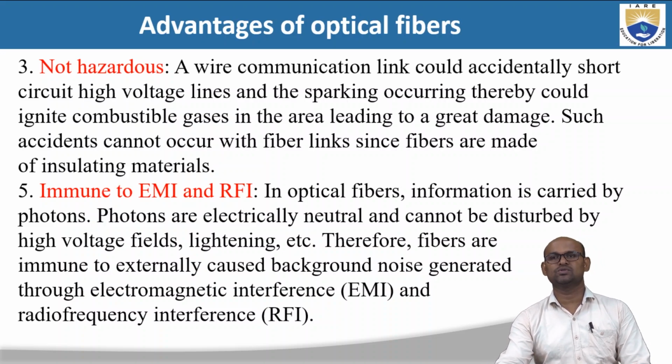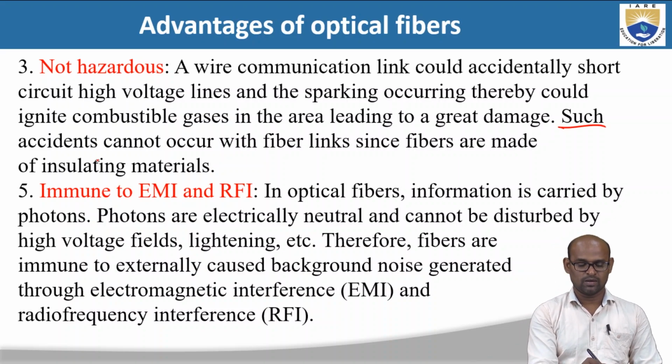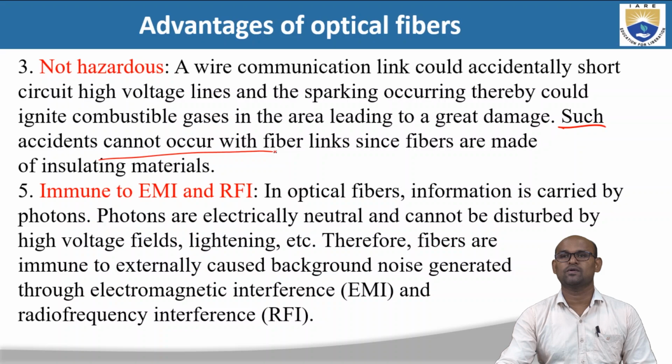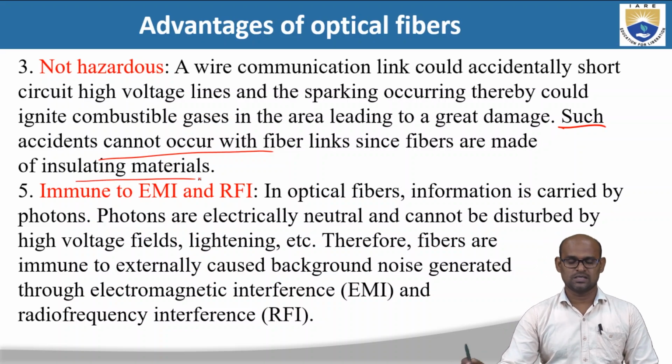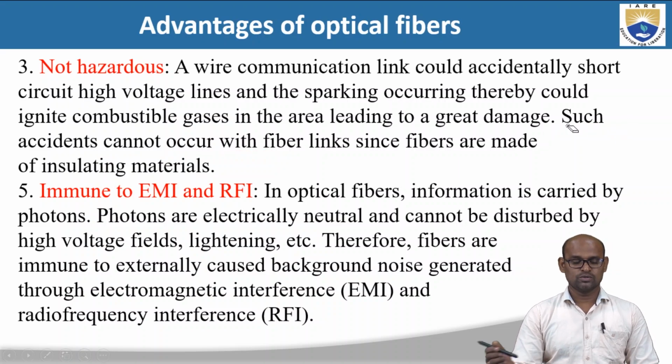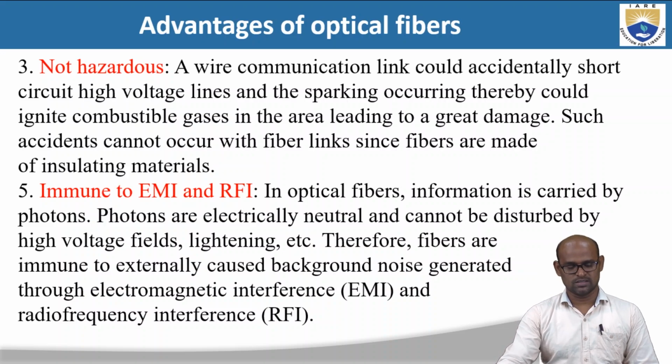Optical fibers used in communication systems are not hazardous, because a wire communication link could accidentally short circuit the high voltage lines, and the sparking occurring thereby could ignite combustible gases in the area, leading to great damage. Such accidents cannot occur with fiber links since fibers are made of insulating materials, for example, silica or glass. So that is why these optical fibers are useful in communication systems, because they are also not hazardous.